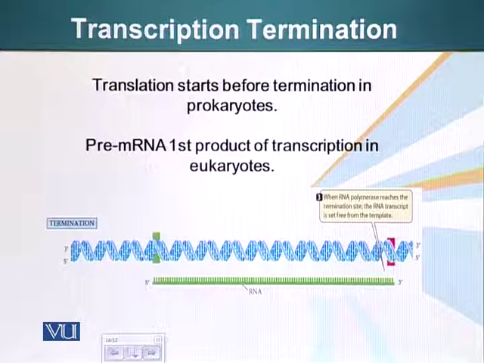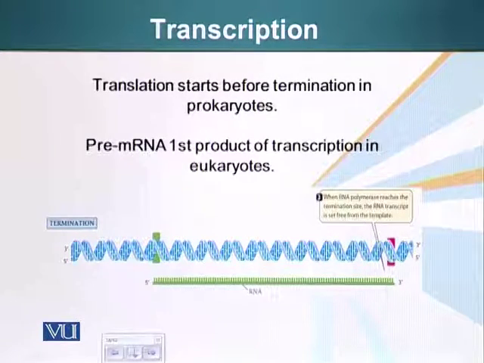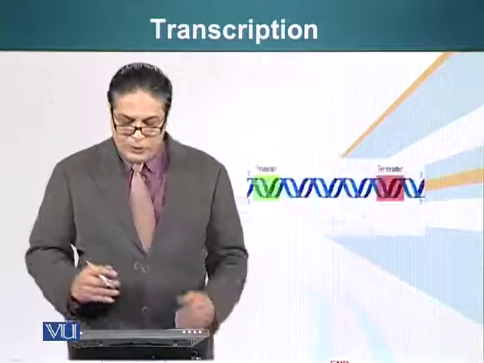In eukaryotes, the first messenger RNA that is made is called the pre-messenger RNA, and it goes through modifications. We'll talk about those modifications later, but the first RNA made by eukaryotes in the nucleus is the pre-mRNA. So here there is an animation. You can see it on the screen.